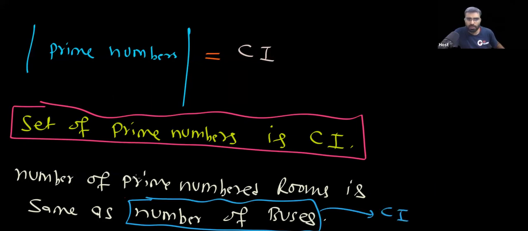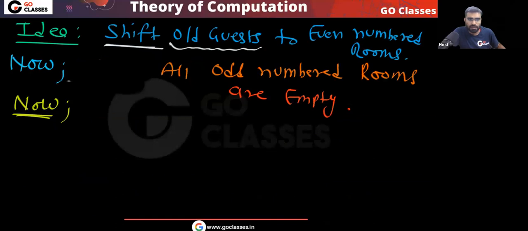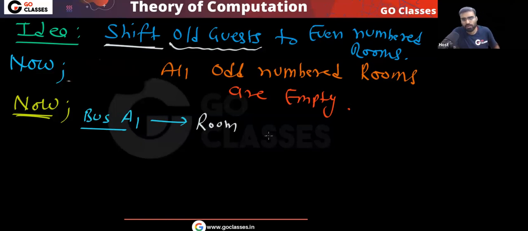So now the idea is this. All the odd number rooms are empty, remember. Now where will you put this bus, bus A1? In which rooms will you put it? You will put it in room number 3 power n. Is this clear? Power of 3.